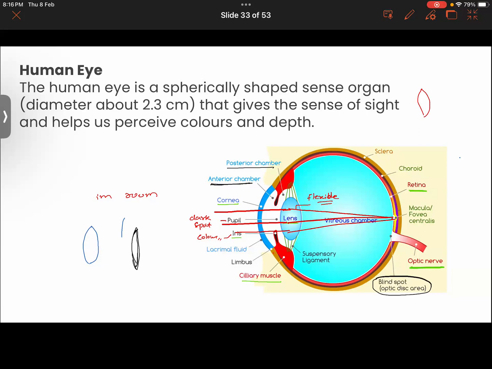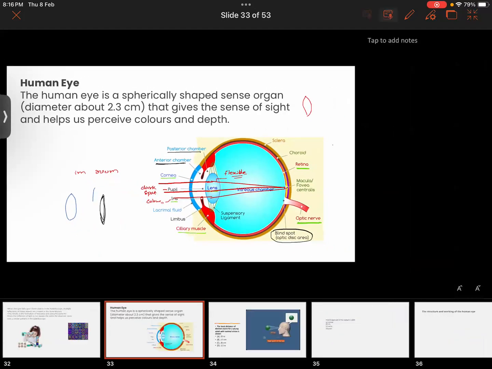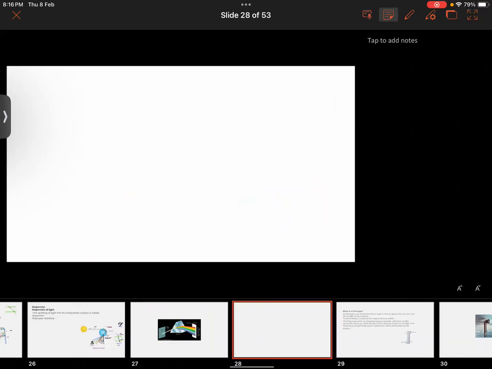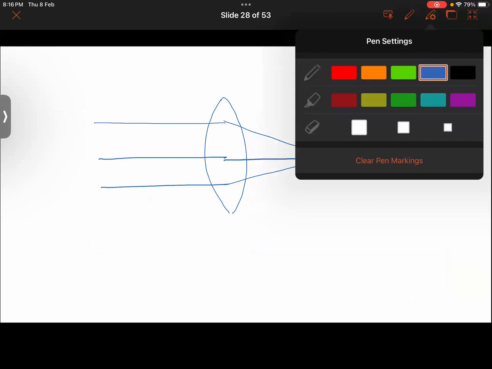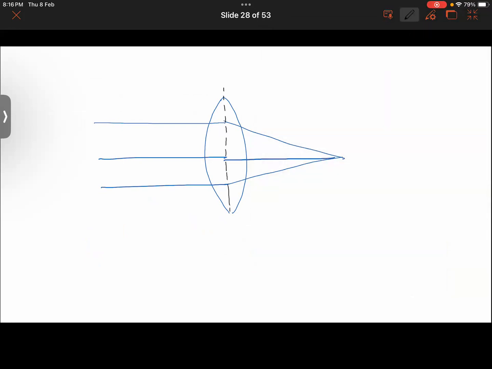Also, one more important terminology you should know by now. This is the convex lens. These are the light rays falling onto it, and here they are converging. The point at which they converge is called the focus. And this is called the pole. The center of the lens is the pole here. Now the distance between the focus and the pole is called the focal length.